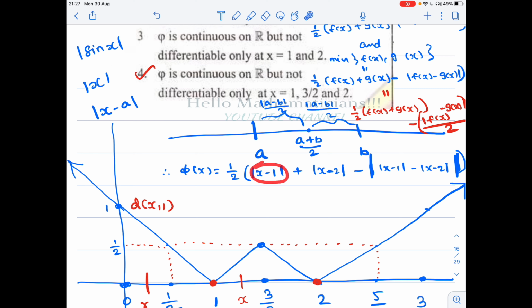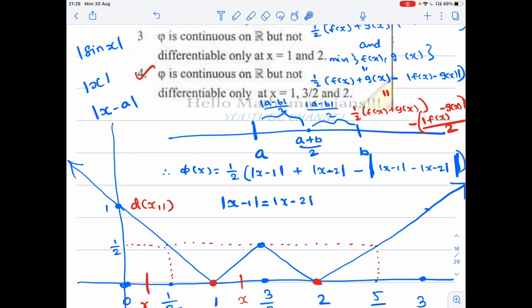So here you have |x minus 1|, therefore this function will not be differentiable at the point 1. Here you have |x minus 2|, therefore this function will not be differentiable at x equal to 2. Here you have this big modulus. Because of this modulus, wherever the inner quantity vanishes, this function won't be differentiable. That happens when |x minus 1| minus |x minus 2| equals 0, which means |x minus 1| equals |x minus 2|.